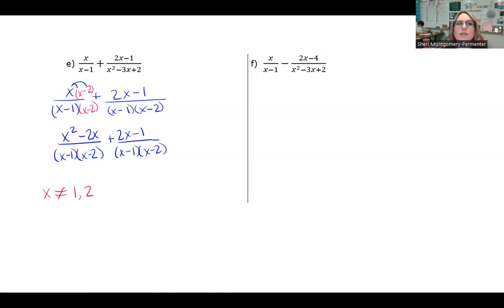So when we add fractions, if the denominators are the same, then we can put them together. When I put them together, the denominator will stay the same, and I add the numerators. So as I add the numerators, I get x squared. What's going to happen if I have 2x minus 2x? Yeah, that's going to cancel out. That numerator.